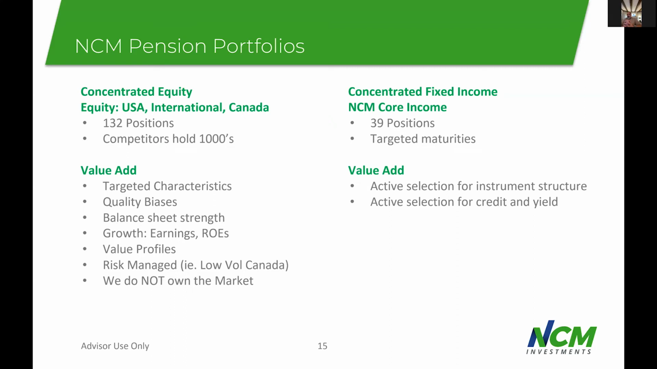We also concentrate our fixed income. One of our managed active portfolios has 39 positions. This portfolio targets maturities. It also targets specific structures, which is important in the current market today. And it allows us to make an active selection across credit and yields. And this gets me to my last slide, please.